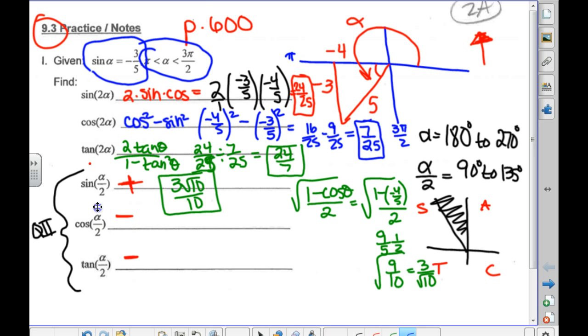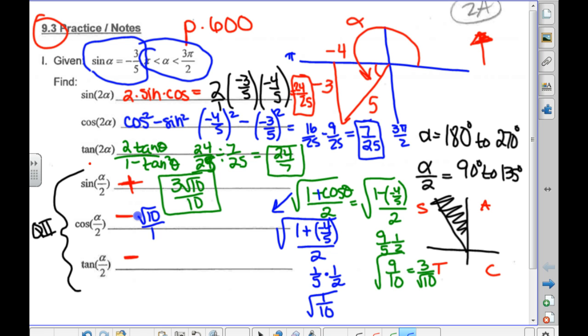All right, cosine of alpha over 2, same thing, but this changes to plus, doesn't it, guys? Yeah. When we're doing this one. So it will be square root of 1 plus negative 4/5, which is actually going to be minus. So 5/5 plus negative 4/5 is 1/5. Divided by 2 means times a half. So we get 1/10. Square root of 10 over 10. Yep, but it's negative, don't forget. We already predetermined that it's negative in that quadrant.